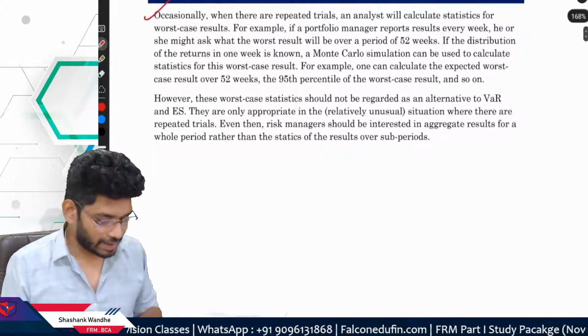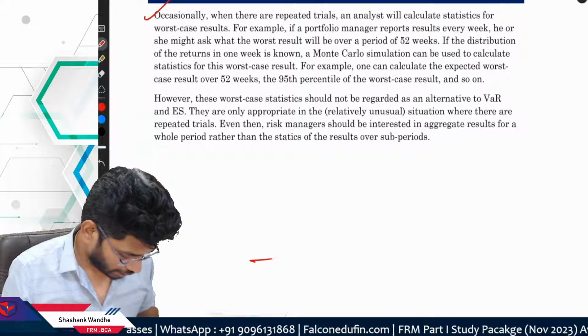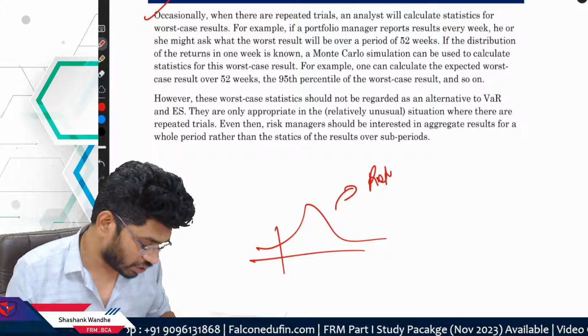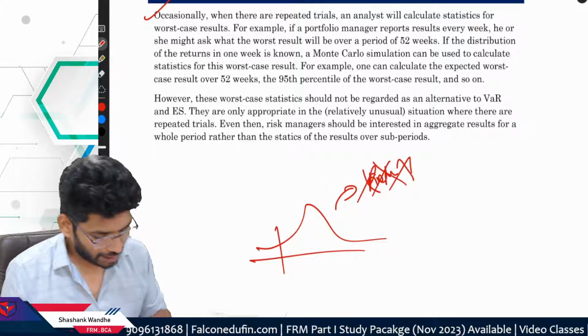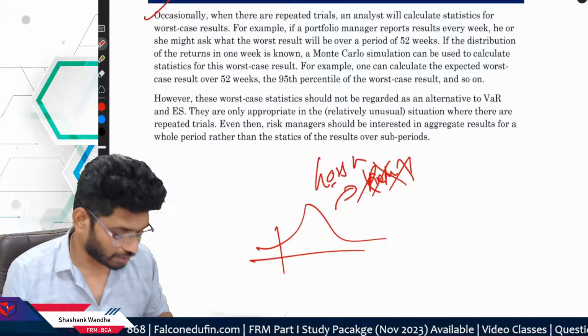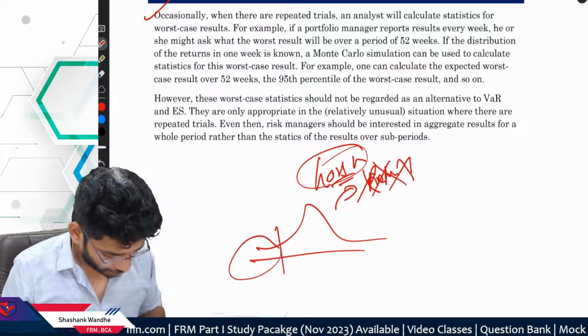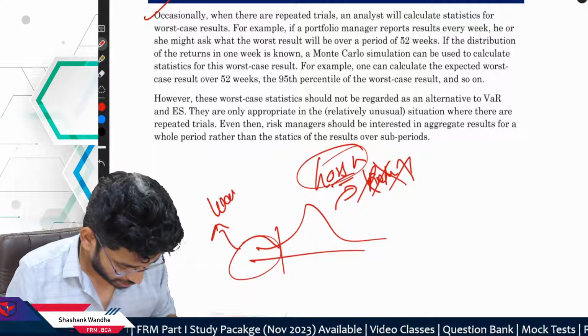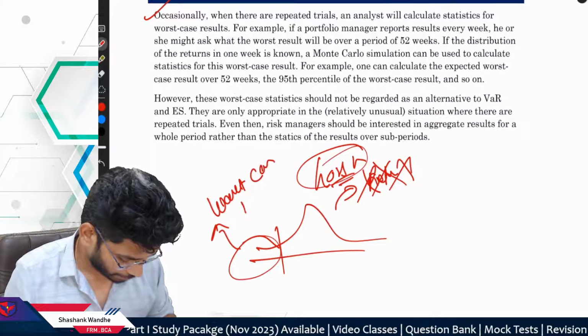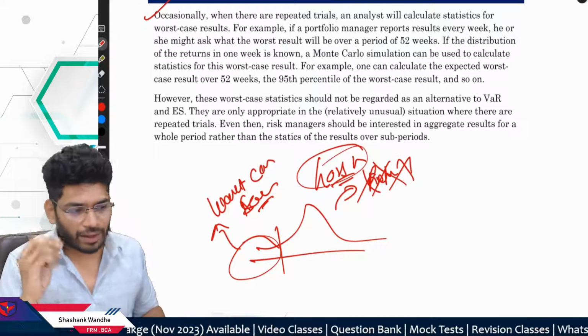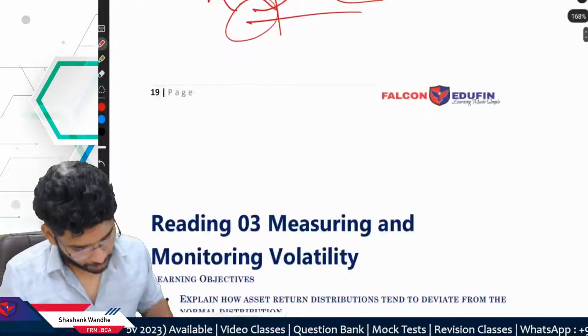Worst case scenario means we create a loss distribution. Now remember, this is not the return distribution. This is loss distribution. This is distribution of losses. Okay. So in distribution of losses, we take the tail. So this gives us the worst case scenario. The meaning of worst case scenario is that it is beyond VaR. What is the worst possibility? This is the worst case scenario.